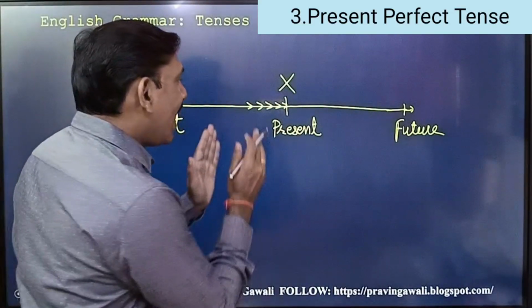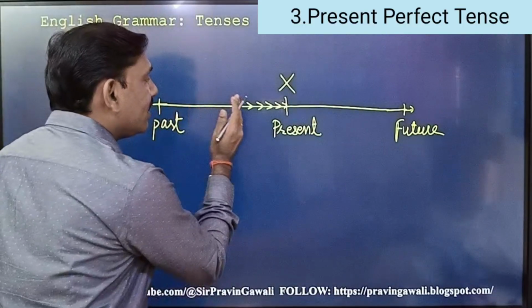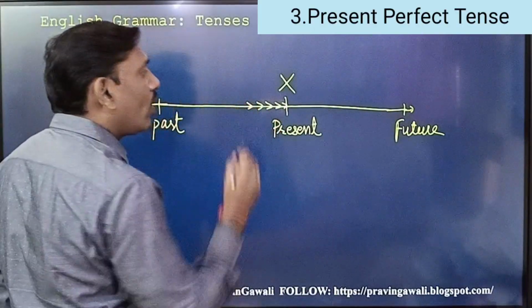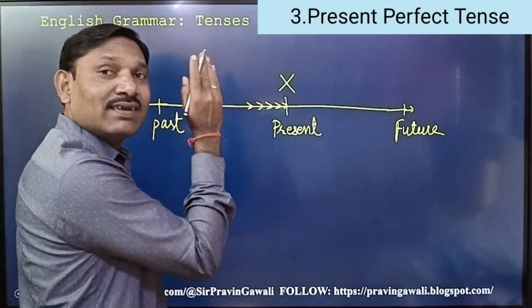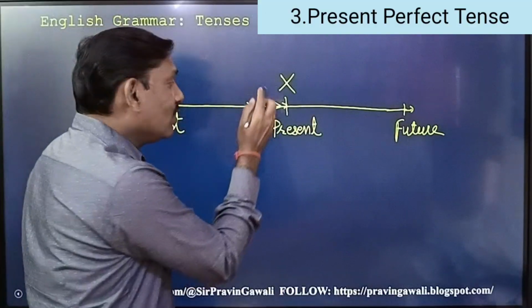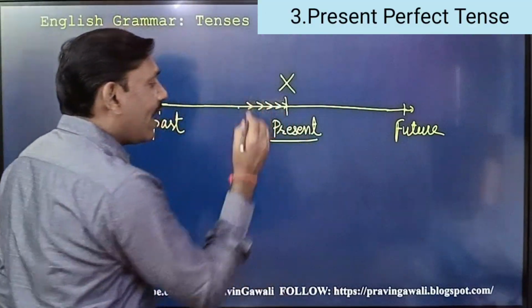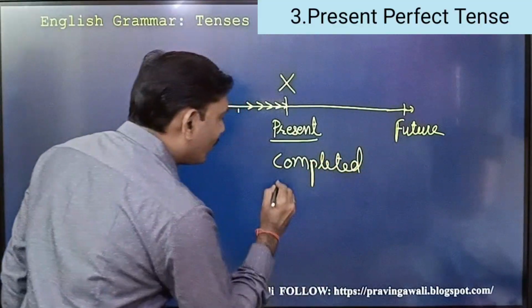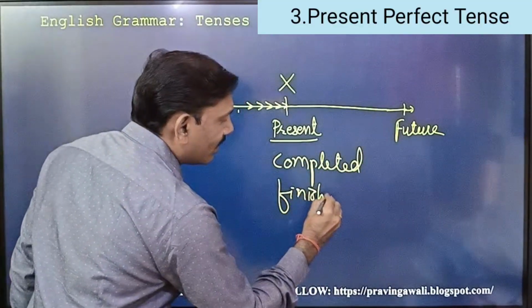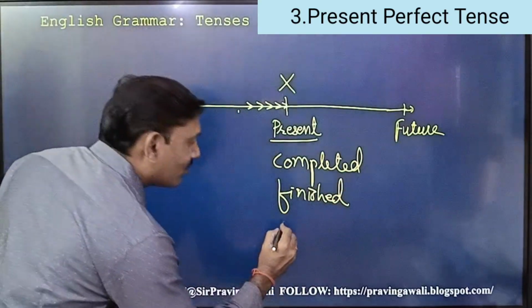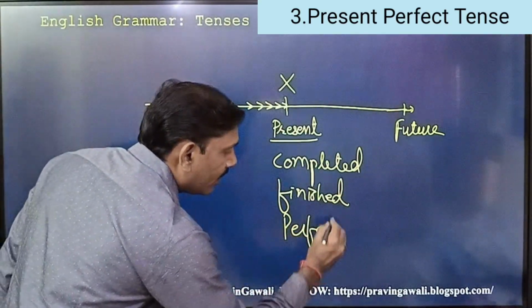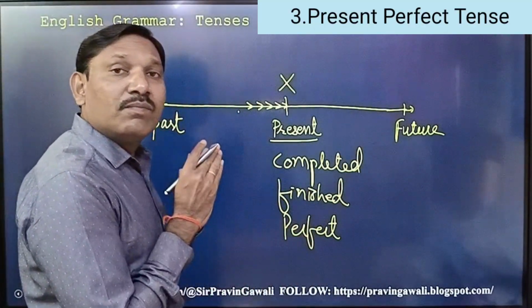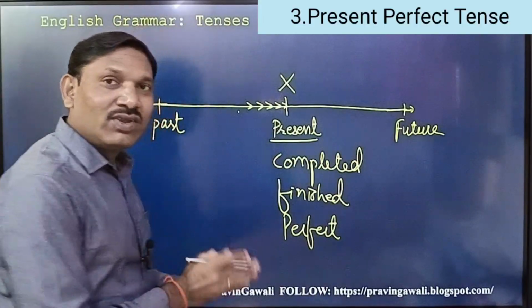So here, if the action started in the past and it finishes at the present time, it is called that the action is perfect. Now the action has finished, the action has completed. So here at the present time the action is completed, or finished. Otherwise we can say perfect. It is finished, meaning the perfect one. So this tense is called present perfect tense. Okay students, you might have understood now.